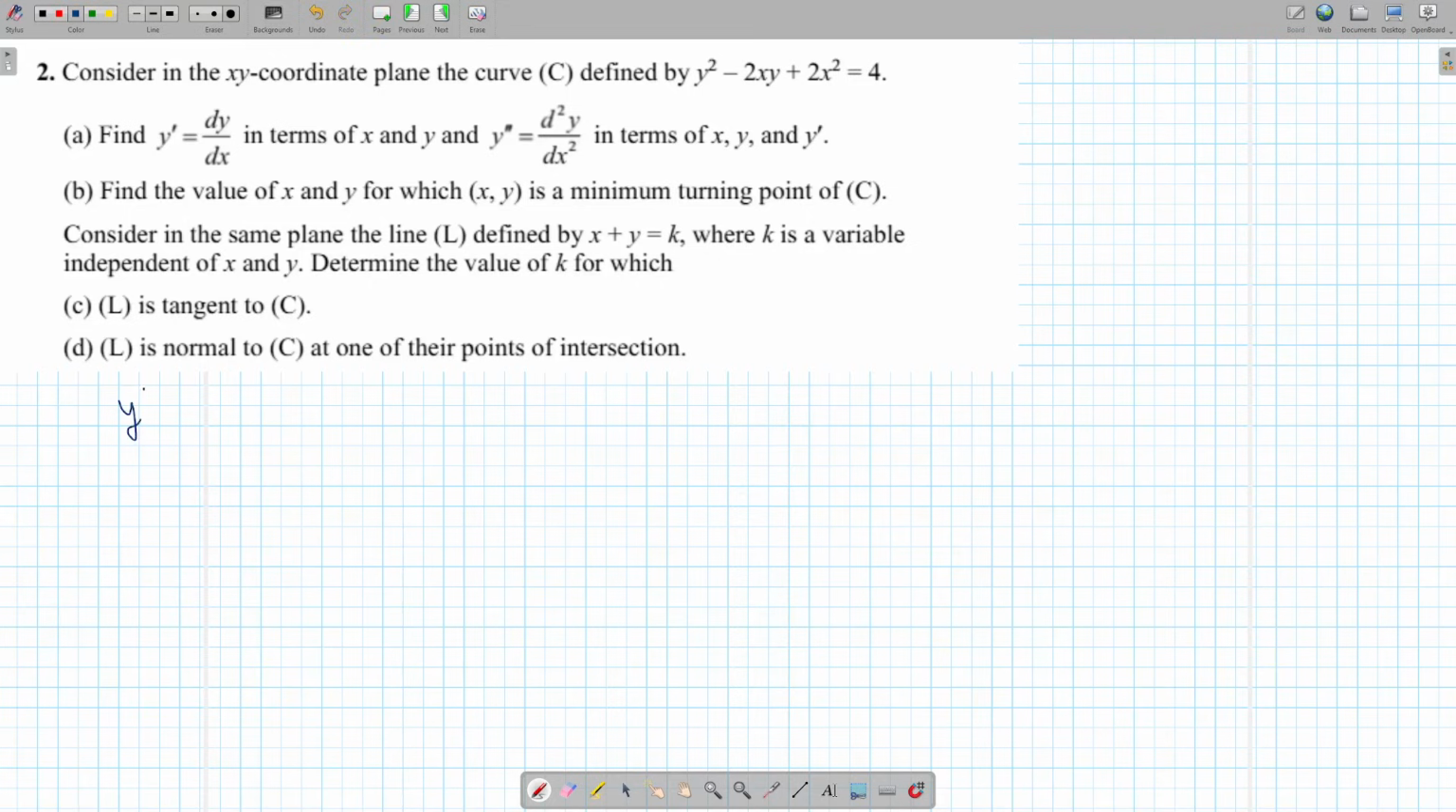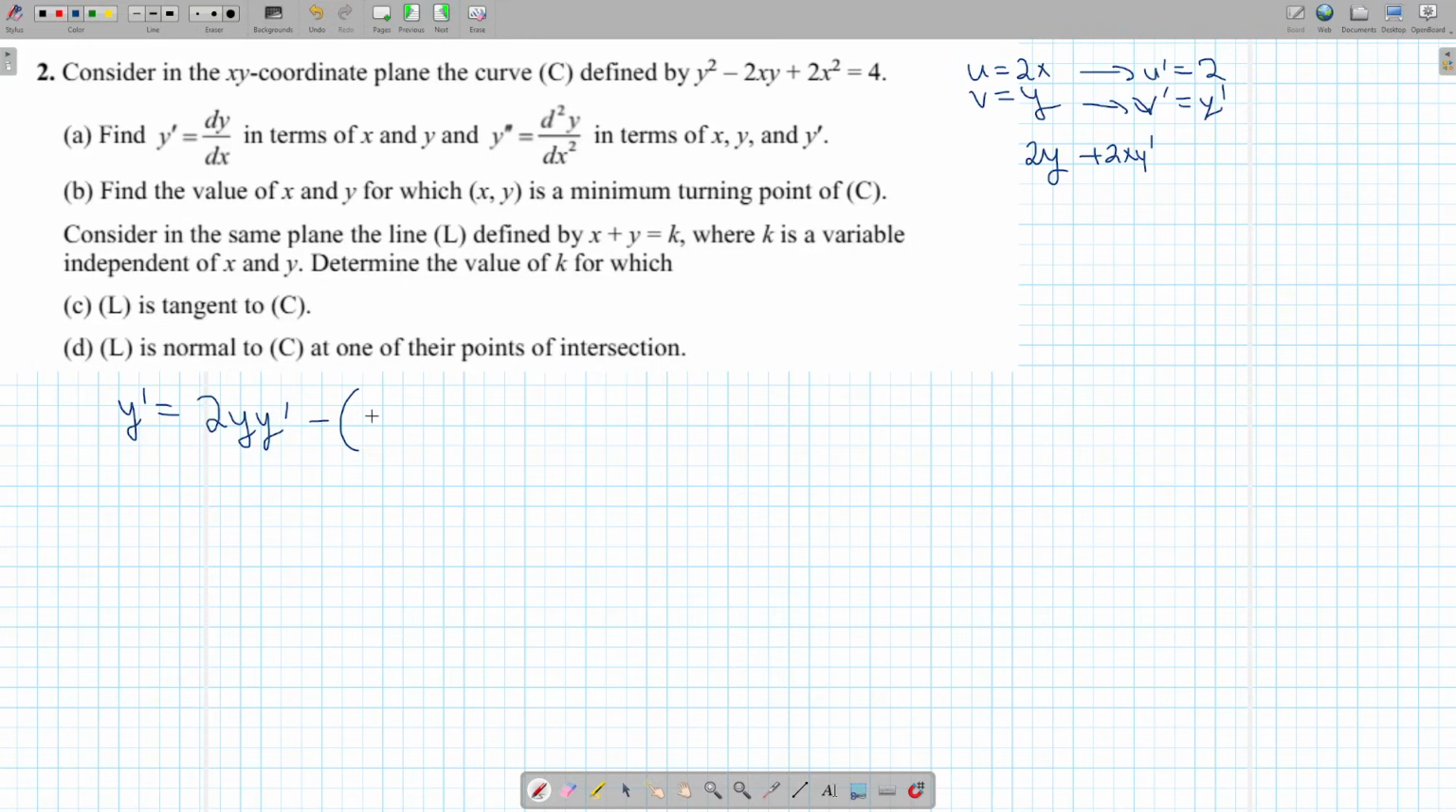Okay, so let's find y prime first. These are all in terms of x, by the way, so how do we just derive normally? So 2y y prime minus, we have to product rule this. u is equal to 2x, v is equal to y, so u prime is equal to 2, and v prime is equal to y prime. So it's gonna be u prime v, so 2y plus v prime u, so 2xy prime.